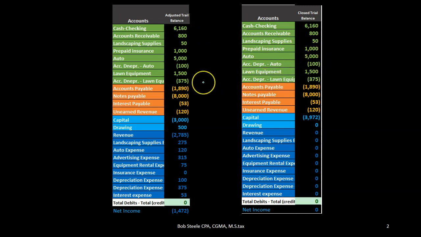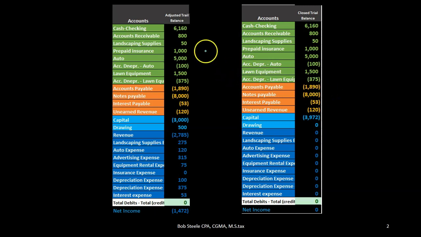We typically only see the financial statements made from the adjusted trial balance, but sometimes it's useful to go through this process of creating the financial statements from a post-closing trial balance just to see what those differences are and to get a better understanding of those differences.